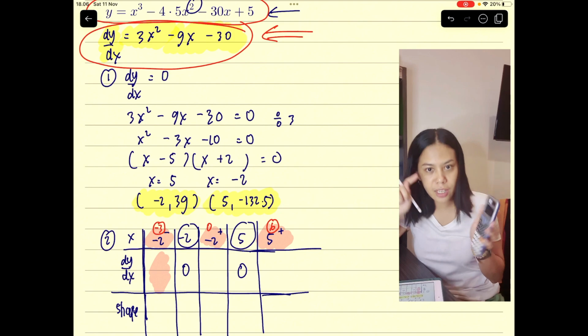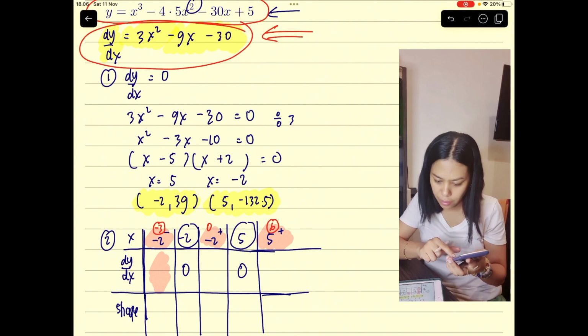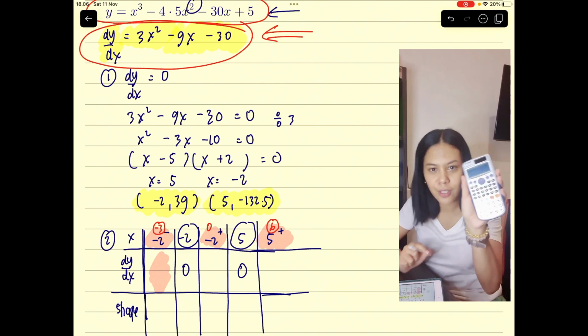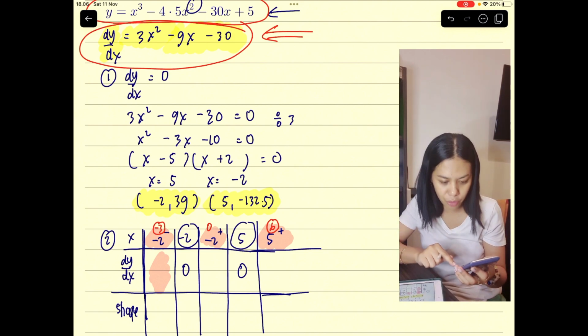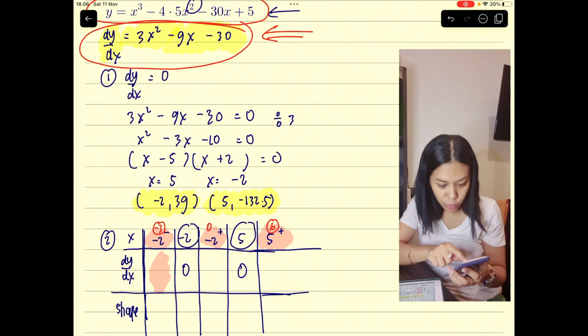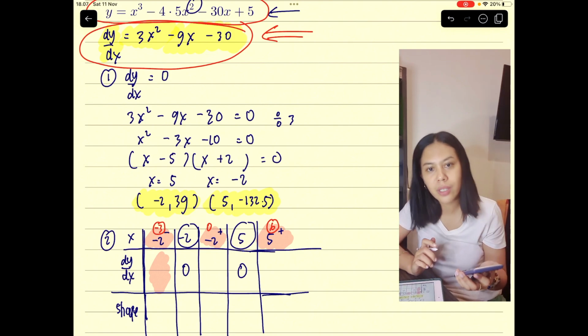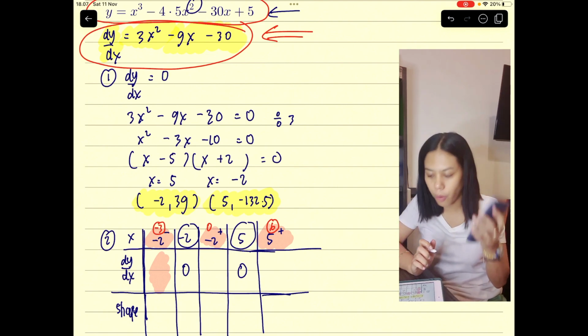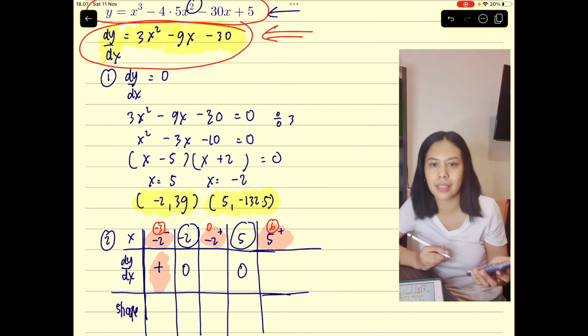So there's a -3, so I'm inputting 3, and then times -3 squared, and then -9 times -3, and then -30. So I'm inputting the dy over dx, replacing the x by -3. I need to be careful, I don't miss anything. And I have a 24. 24 is a positive number, so I don't need to write the 24, I just need to write the plus.